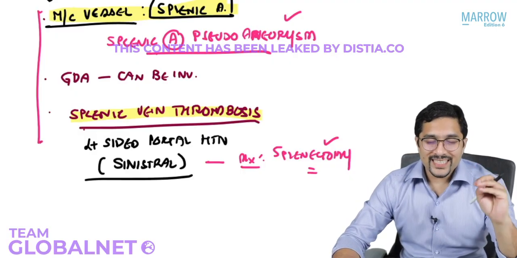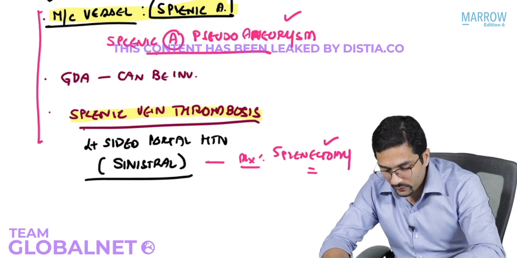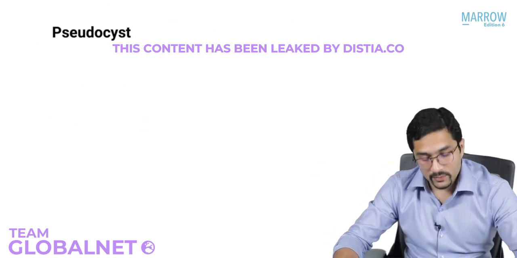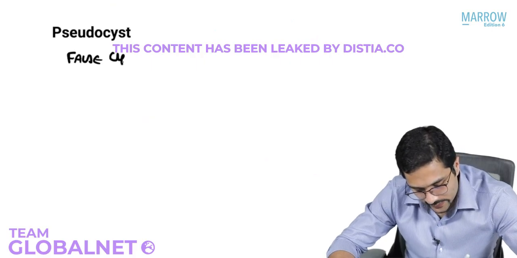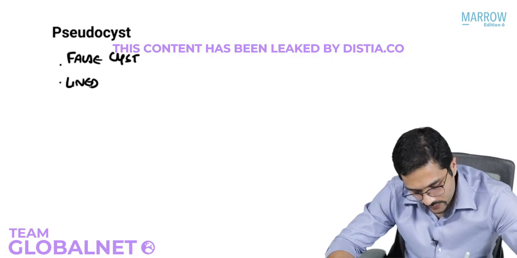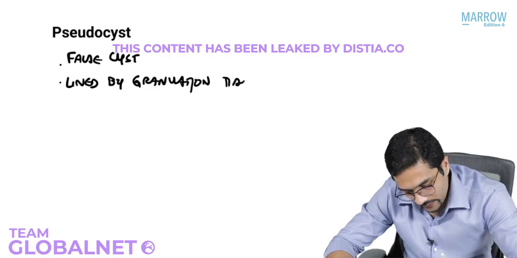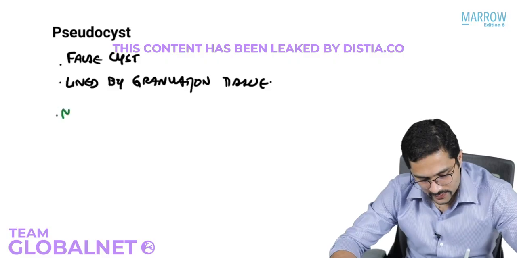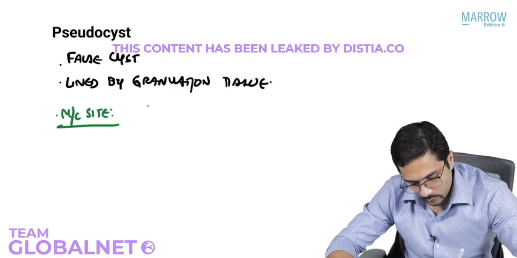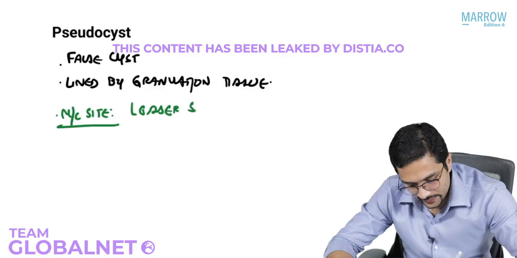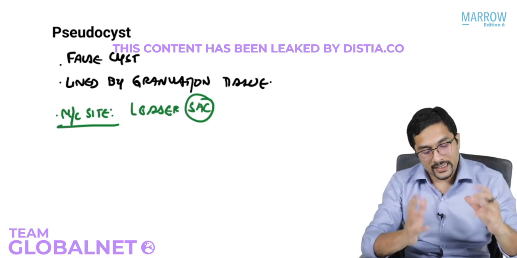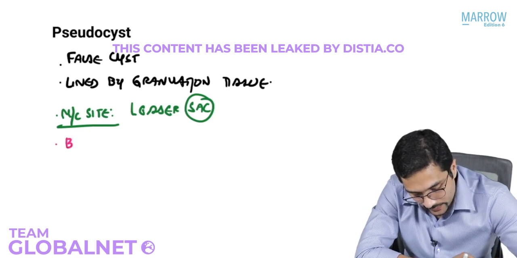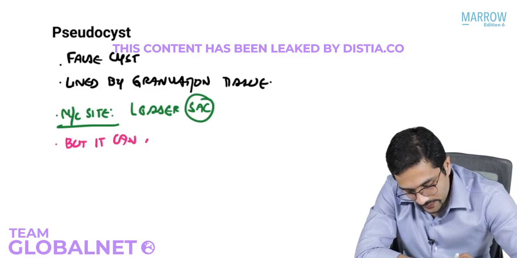Now, the only complication which is left is pseudocyst, and pseudocyst is also very important for the exam. It is asked as a separate question as well. Pseudocyst, as the name suggests, is a false cyst, lined by granulation tissue. The most common site for a pseudocyst is the lesser sac. The lesser sac, you know, is the space behind the stomach and above the pancreas. That is the most common site, but it can occur anywhere in the abdomen.